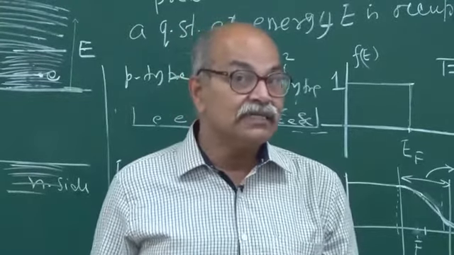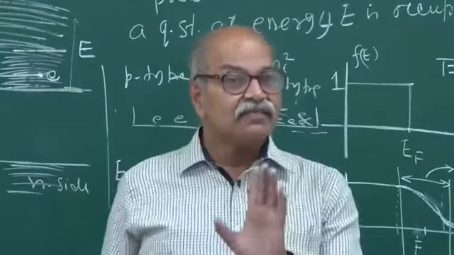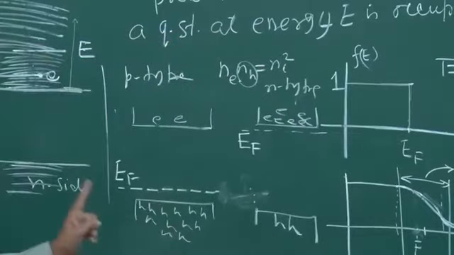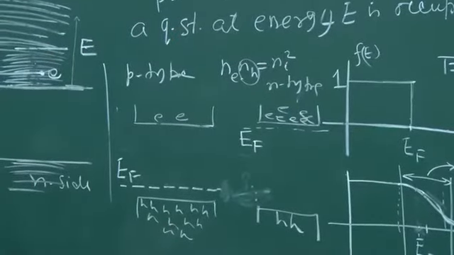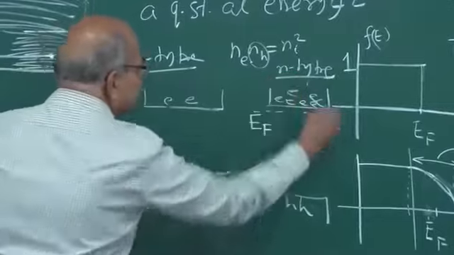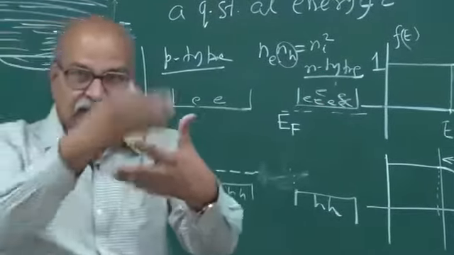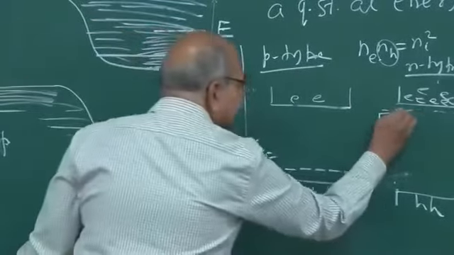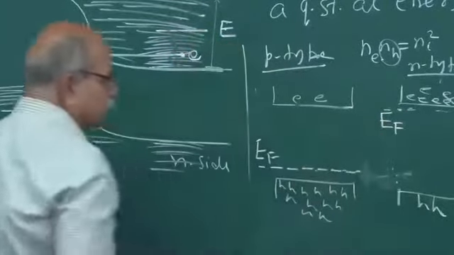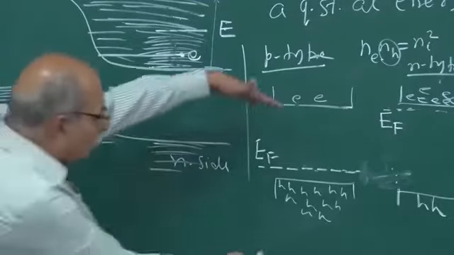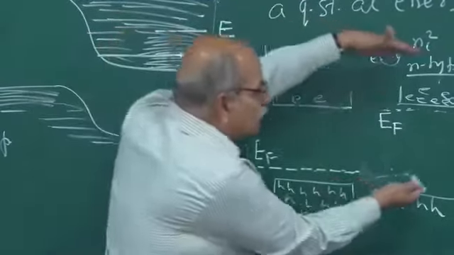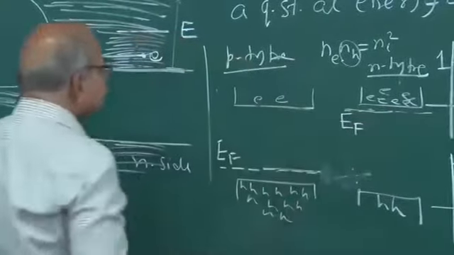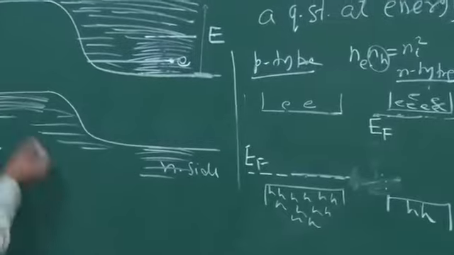So once the system is in equilibrium, it has to have only one Fermi energy. Therefore, when you make this p-n junction, when you make this p type and n type on the same wafer and they can interact, this Fermi energy and this Fermi energy have to be the same. So this whole thing has to be lifted, or this whole thing has to be brought down, so that this line matches with this line.